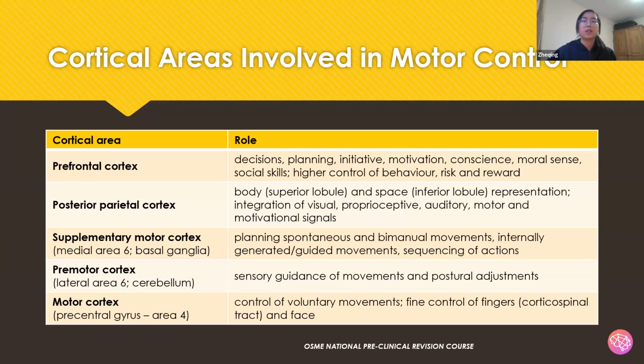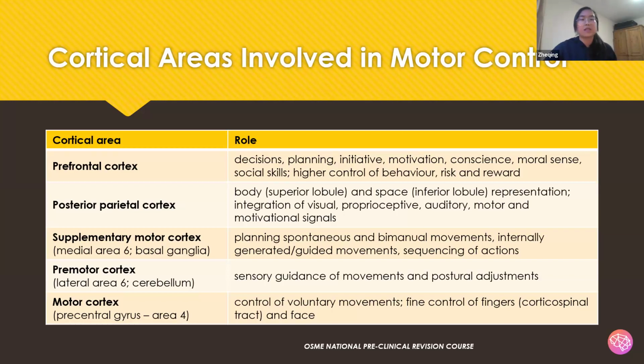So if you remember from your lectures, Phineas Gage, the person who had an iron rod through his head, it affected the prefrontal cortex, and therefore he lost inhibition of his behavior, and also lost inhibition of some of his movement.